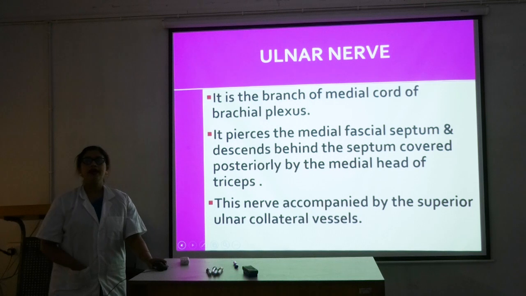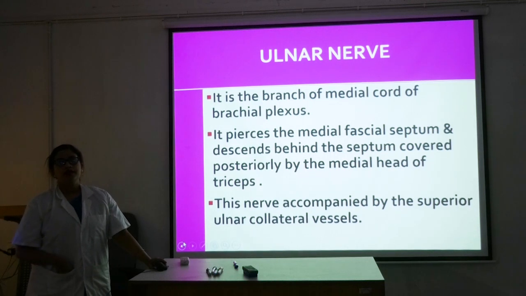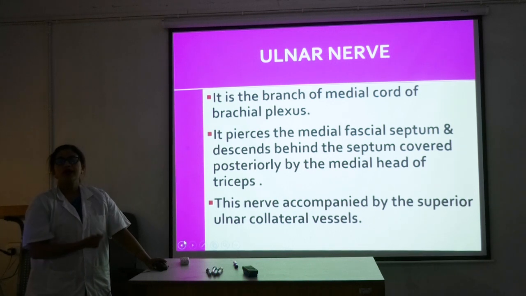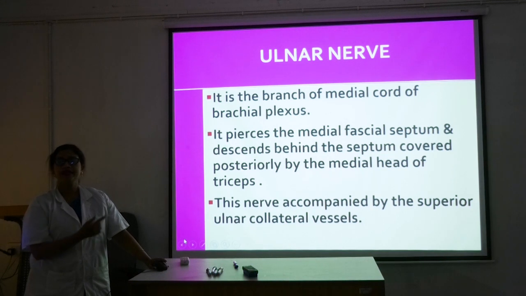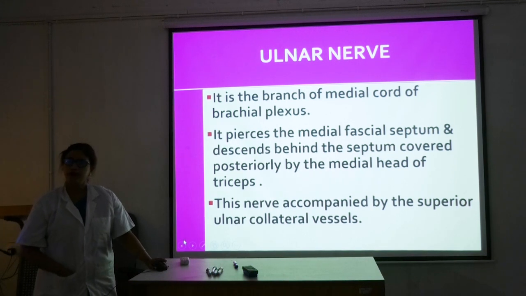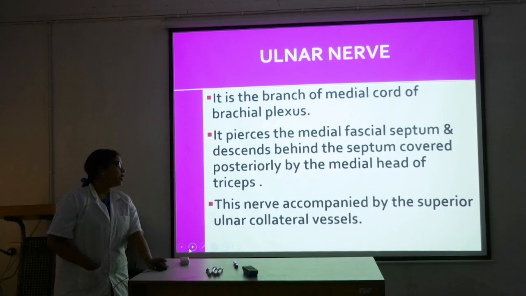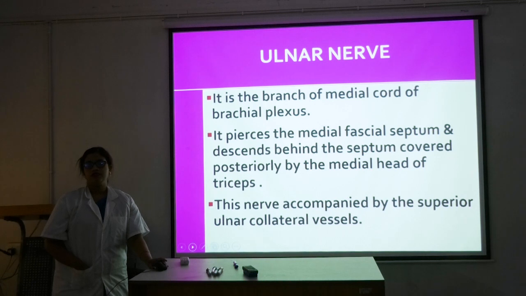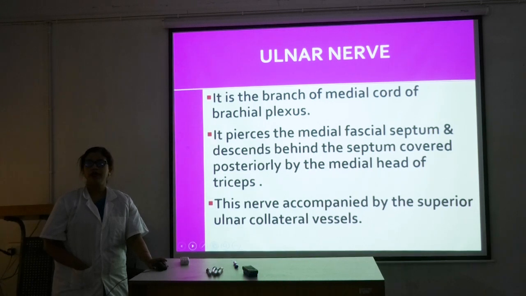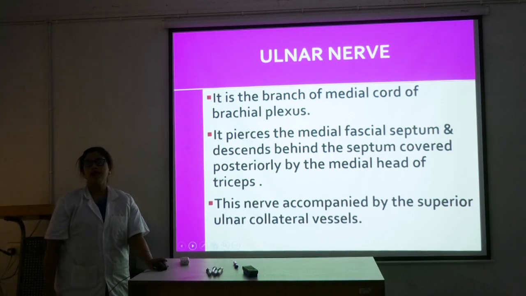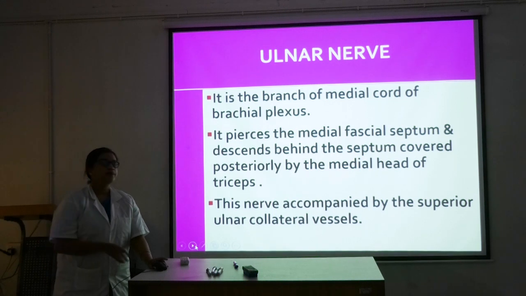So how will you get the ulnar nerve? It is very deep. Okay, very deep in the arm. You have to take out the long head, then the lateral head, then the medial head, then you will get the ulnar nerve. Okay, and this nerve is accompanied by superior ulnar collateral vessels. So I told you everything is paired. So this one is the superior ulnar collateral vessels. Okay, it is going along with the ulnar nerve.